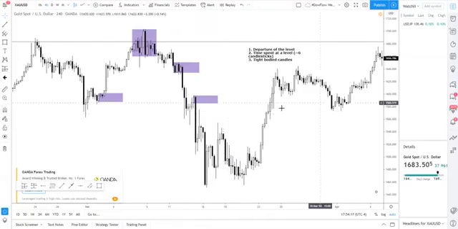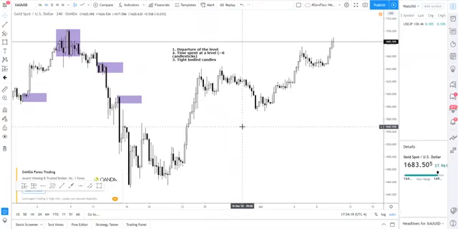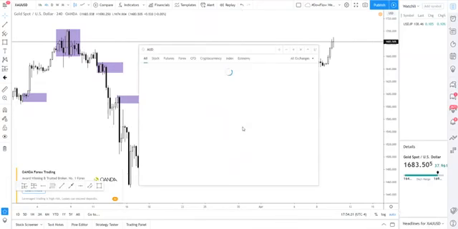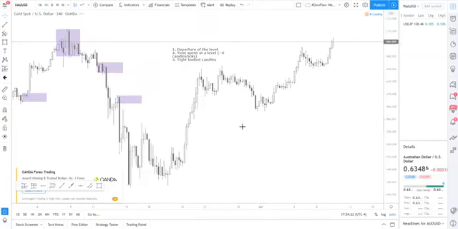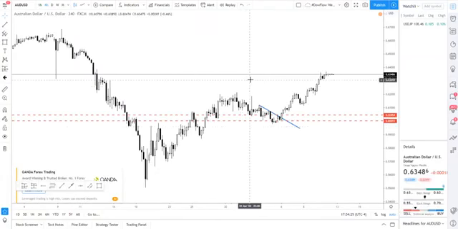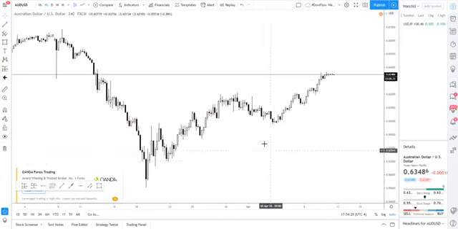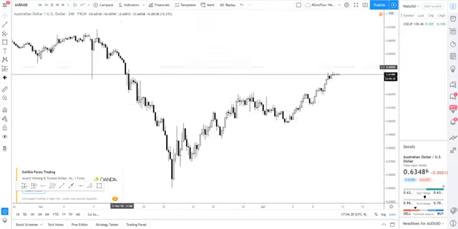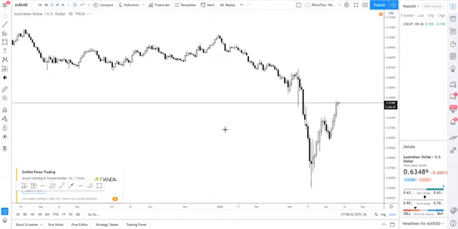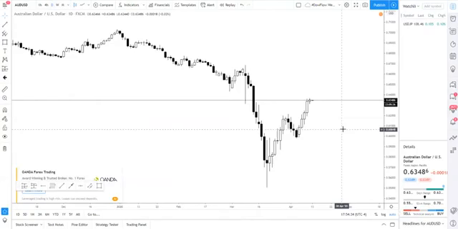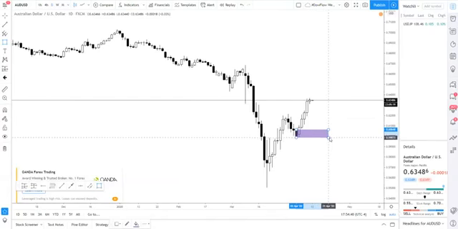Okay, let me go through some more examples so that you have a better idea of what institutional buying and selling looks like. Maybe I'll use the day chart. This is Aussie dollar. Look over here. This, my friends, is institutional buying.